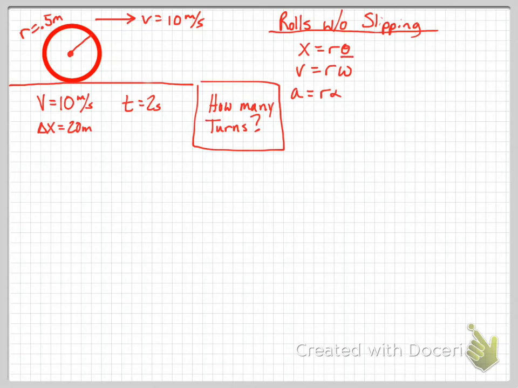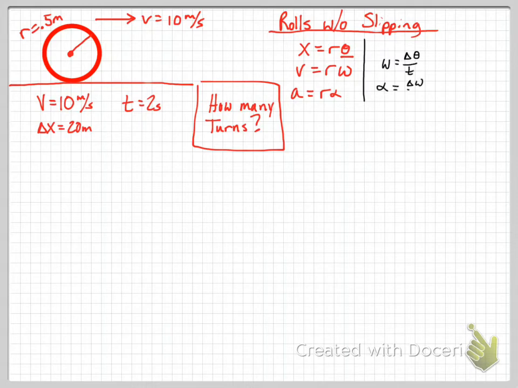So when trying to figure out how many turns it's going to go through, we have to look at the angle that it's going to sweep through there and how many times that angle is going to happen. 360 degrees how many times, or 2 pi how many times. And so that's why I underlined the theta there. And then the other thing we can look at is the relationship between the other quantities.